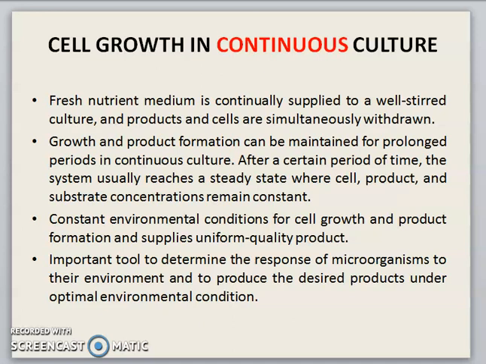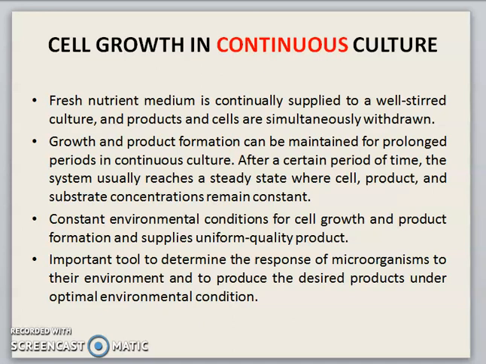In batch culture, growth, product formation and substrate utilization terminate after a certain time interval, meaning at the end of the fermentation. Whereas in continuous culture, fresh nutrient medium is continually supplied to a well-stirred culture, and product and cells are simultaneously withdrawn. This product can be withdrawn at certain time intervals or at the end of the fermentation. Growth and product formation can be maintained for prolonged periods in continuous culture.